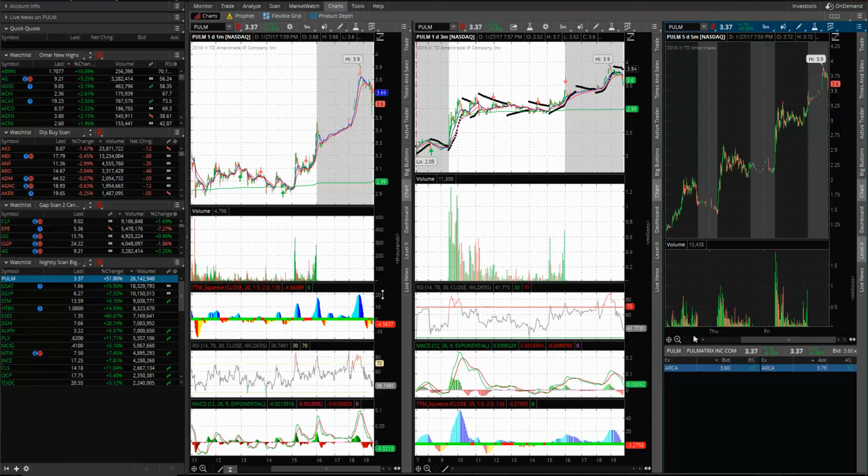I wanted to do a webinar on how I actually build my watch list for tomorrow, and the rationale for my watch list and those types of things. Right now I'm in ThinkorSwim, and what you're going to see all to the left is my nightly scan. You can build out your actual scans and have them plugged in here on the left-hand side. What I'm looking at is my nightly scan with my biggest movers.